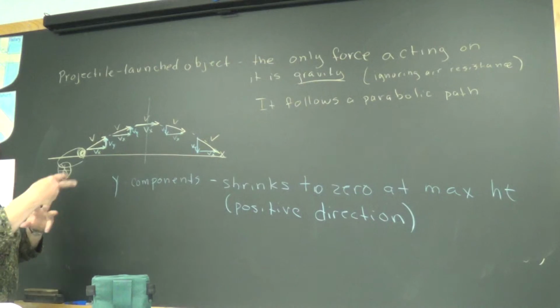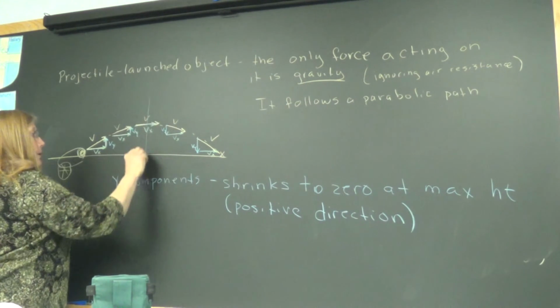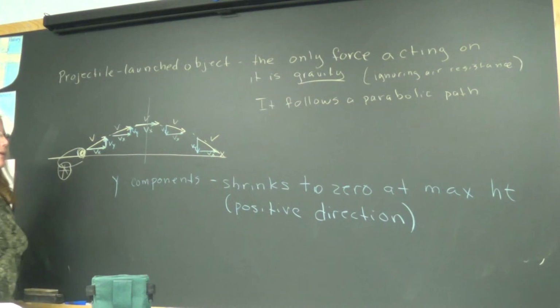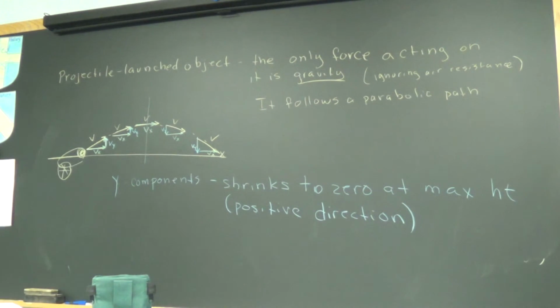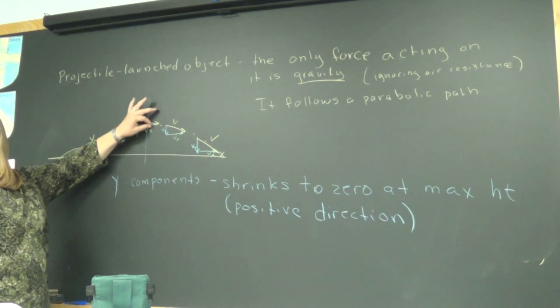So the y component shrinks to 0 at the maximum height, and it's in the positive direction until it disappears. All right, what about on the second half? So what happens after this blue line, the second half? Can you describe what happens to the vertical component, Emily Davis? Oh, Emily number 2. It gets bigger as it goes down. Right, because it shrunk away to nothing.